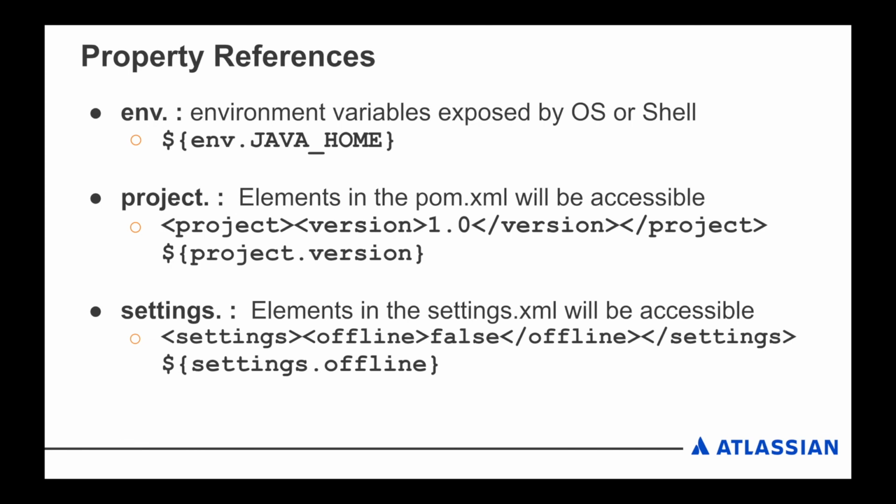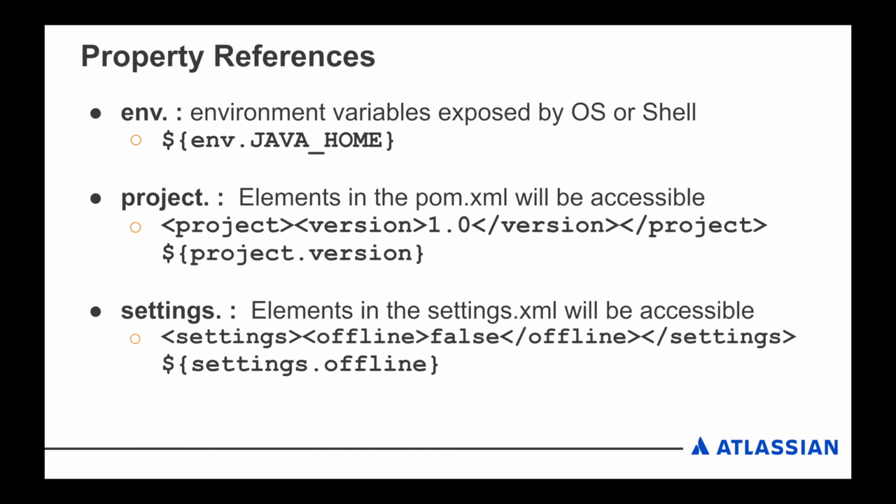Within the project object model, everything can be accessed as property references, and there's a common notation for that with a dollar sign and curly braces. If you want to access the environment variables, just use the env prefix and then put the environment variable name. Every element in the project object model can be accessed as property references as well. Just use the project prefix and then use the tag that you want, like the version in this example.